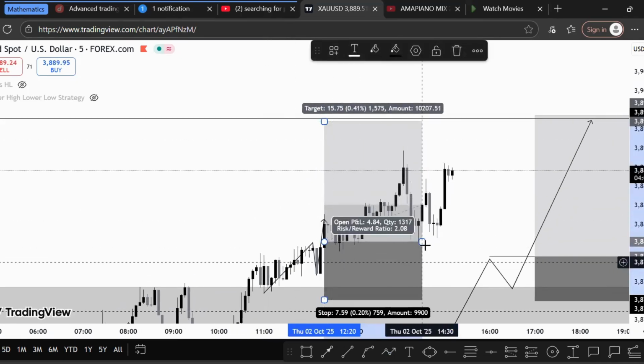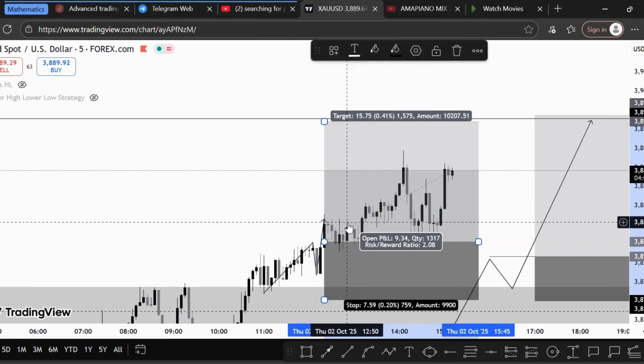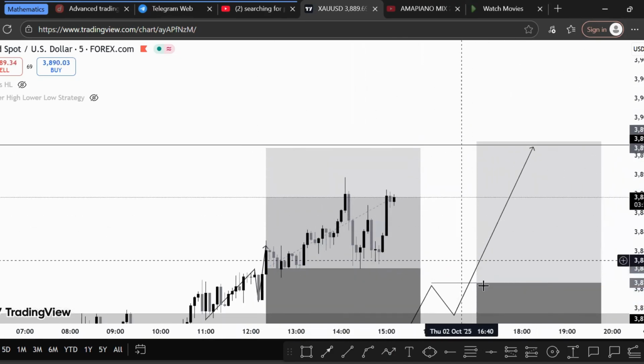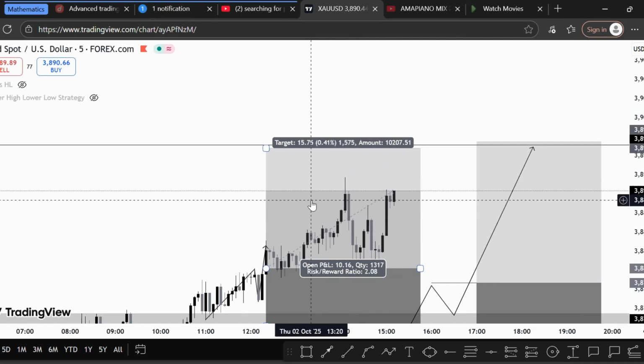because the consolidation was above the level of support, right? So as you can see, price did what it did the most, and then started to shoot to the upside. And we are still in a trade even now.